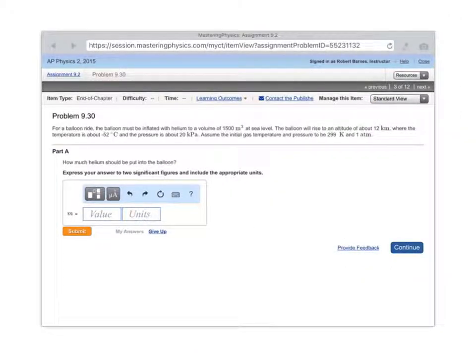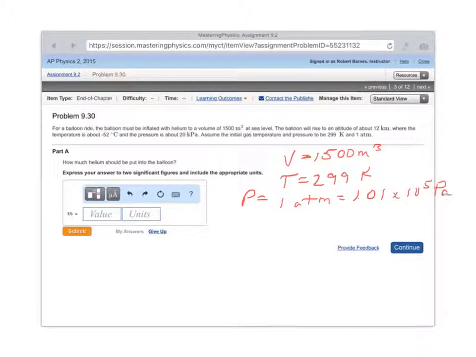Okay, for this one, it says there's a balloon ride. The balloon has to be inflated to a volume of 1,500 cubic meters of helium at sea level. It'll rise 12 kilometers, where the temperature is negative 52 and the pressure is 20 kPa. The initial gas temperature and pressure are 299 K and 1 atmosphere, which is the same as 1.01 times 10 to the 5th pascals. I think the book, for the most part, uses 1.0 times 10 to the 5th.